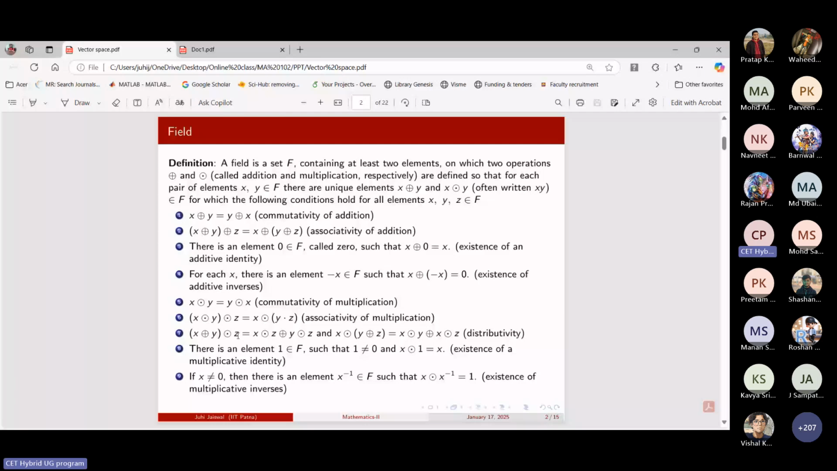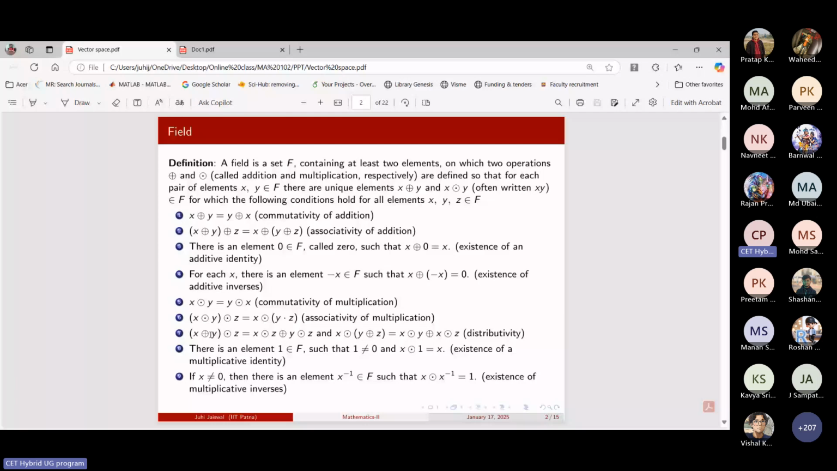The same thing holds on the right also, that if we have x dot (y plus z), this will be equal to x into y plus x into z. This is known as the distributivity property. Why? Because this multiplication is being distributed over addition. Like see here, whenever we have y plus z, it will be distributed with y as well as z. The same thing is happening here.